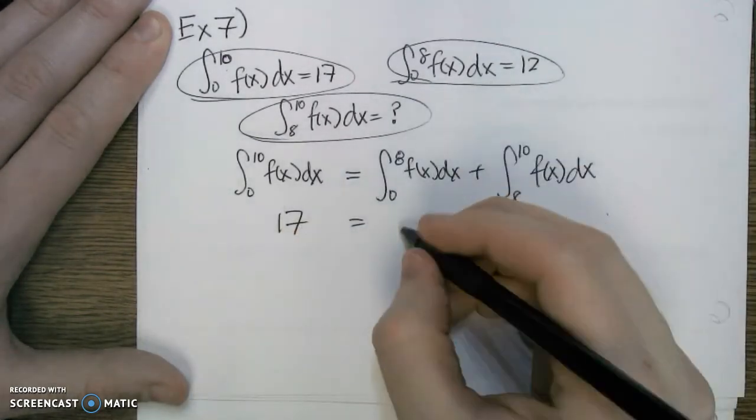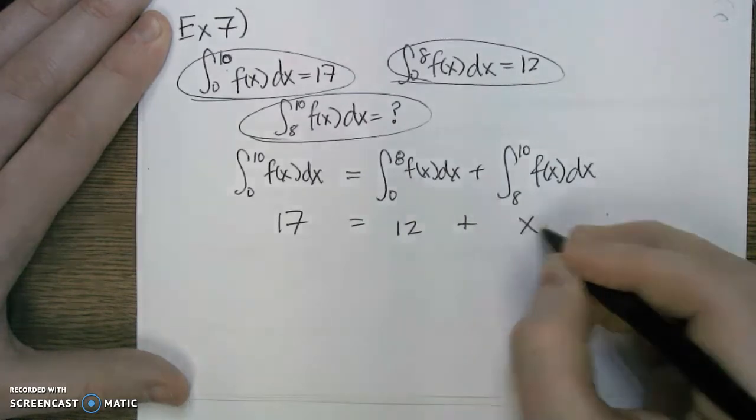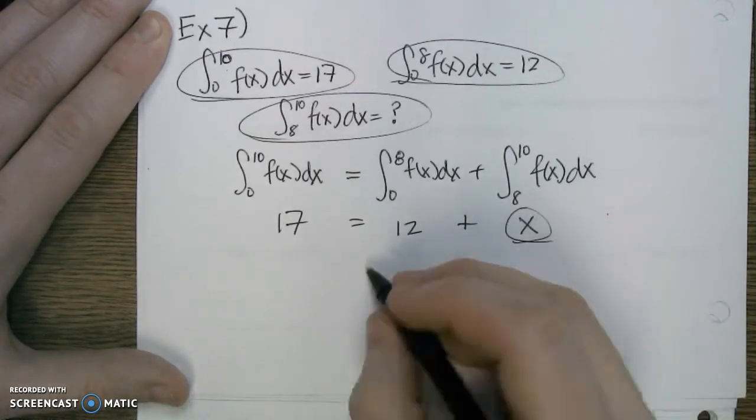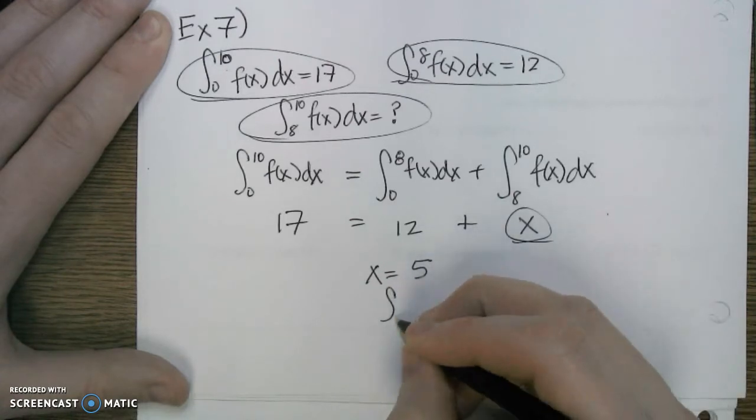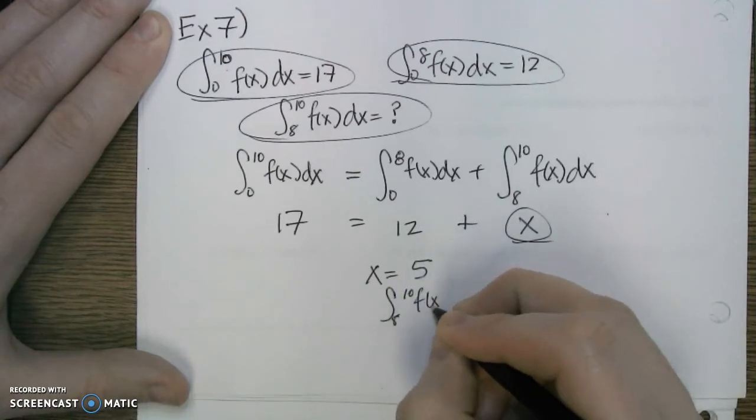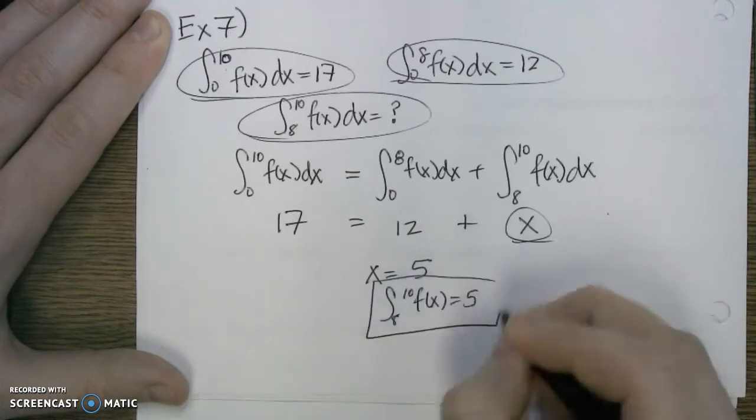From 0 to 8, the answer is 12. And they want us to find this one. So if we subtract 12, we get that integration to be 5. So the integration from 8 to 10 of f of x dx is 5.